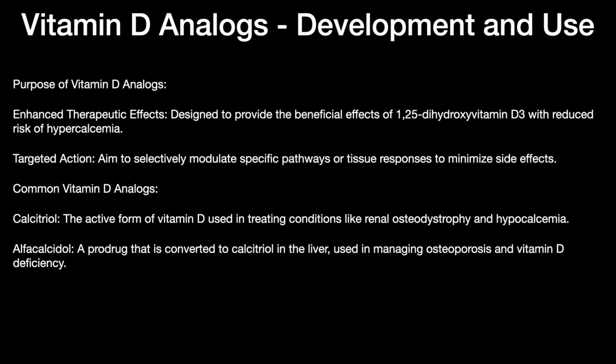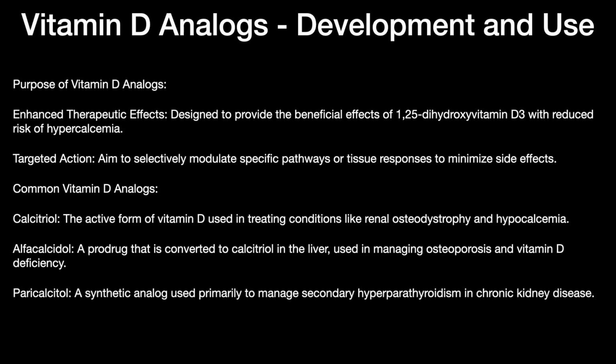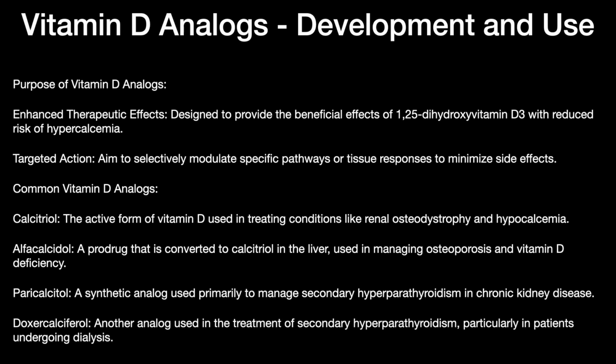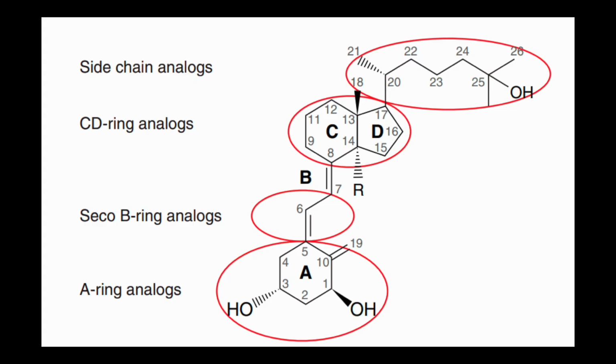This is a prodrug which gets converted to calcitriol in the liver. Then you have paricalcitol, which is a synthetic analog, and then we have doxercalciferol, which is another analog which is used for treatment of secondary hyperparathyroidism. So these are the various places where these analogs can be created by changing of the A ring or the seco B ring or the CD ring or the side chains.